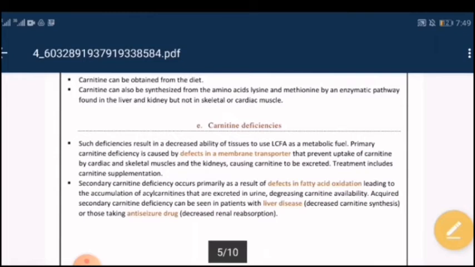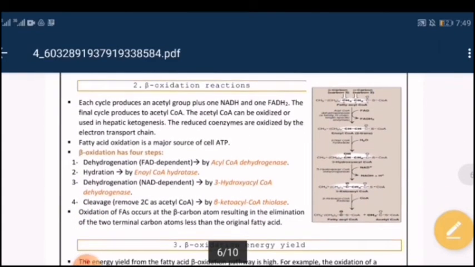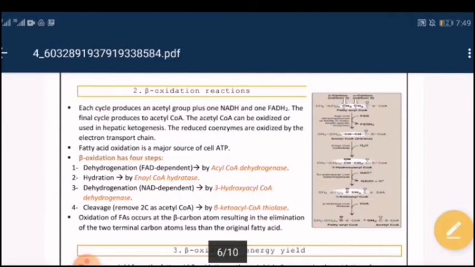In addition, people taking anti-seizure drugs are going to have decreased renal reabsorption. When we go through renal filtration, you know that everything is filtered out and then reabsorbed back. When renal reabsorption is decreased, what we have thrown out is not getting back, so we are going to lose everything. That's why these drugs decrease carnitine availability. Okay, we have finished the problem.